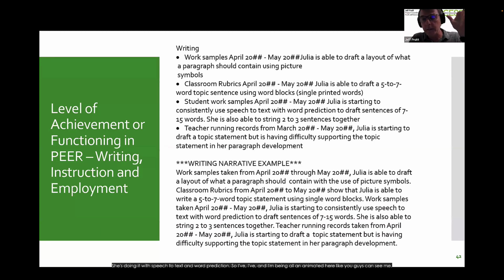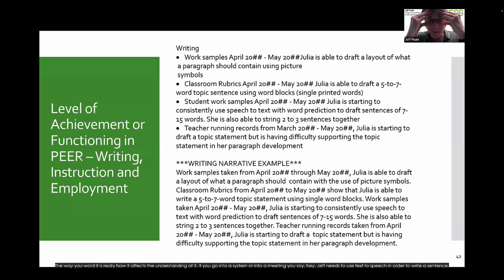I'm being all animated here, like you guys can see me. I have included what she is currently able to do, but I've also embedded how she is doing it in there. So it doesn't necessarily have to be negative. If you go into an IEP meeting, it doesn't have to look like a negative statement. The way you word it is really how it affects the understanding of it.